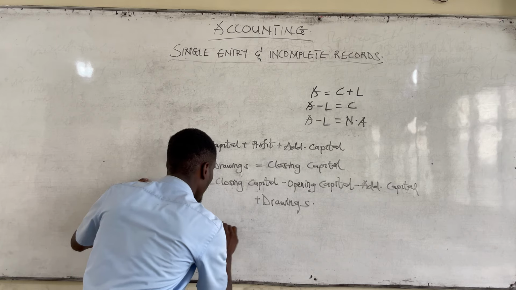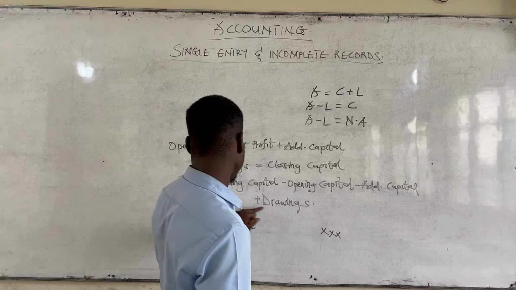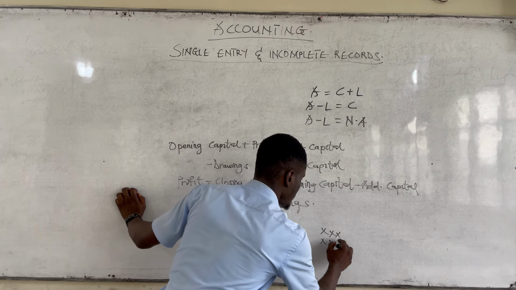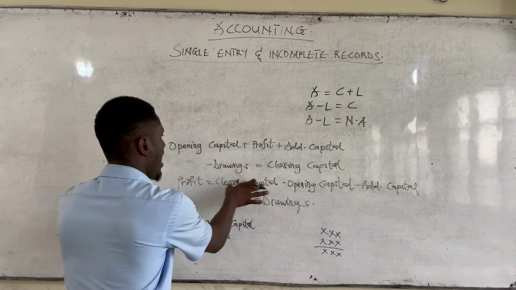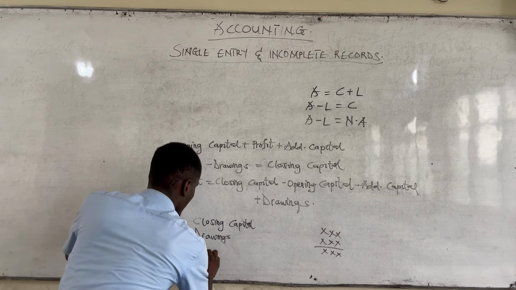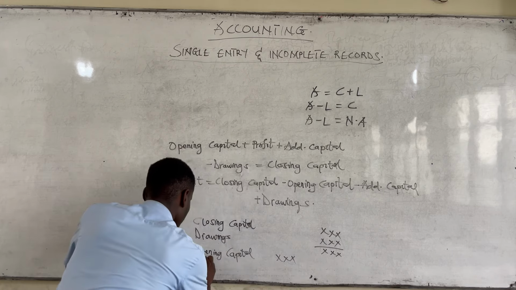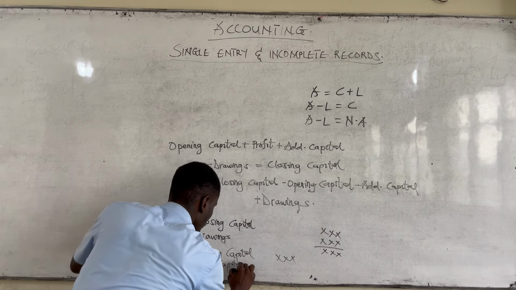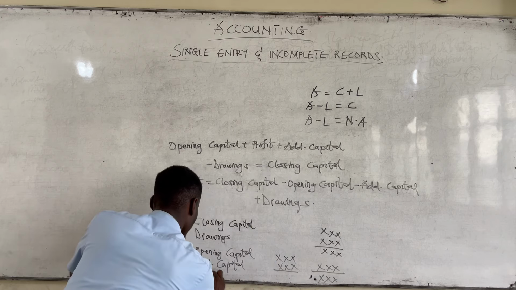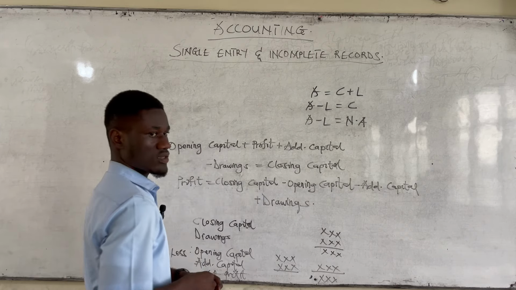Closing capital, plus our drawings, then we less our opening capital and additional capital, to get our net profit. Good. So you see, it's the same thing arranged in a vertical format.